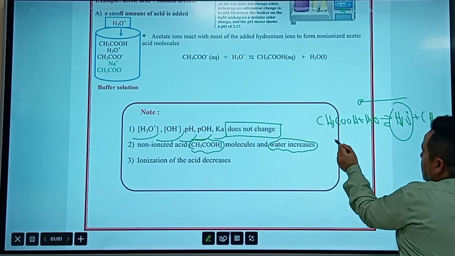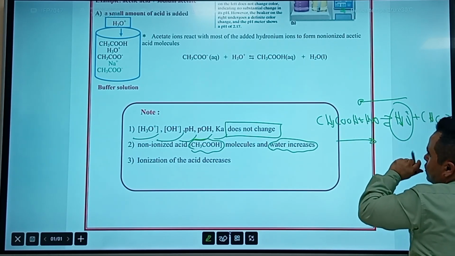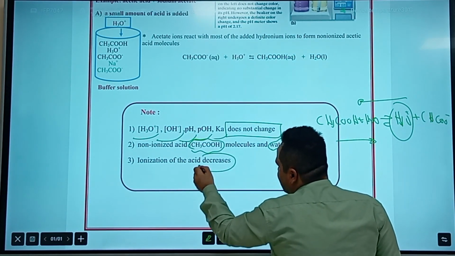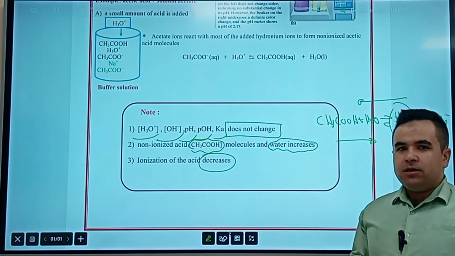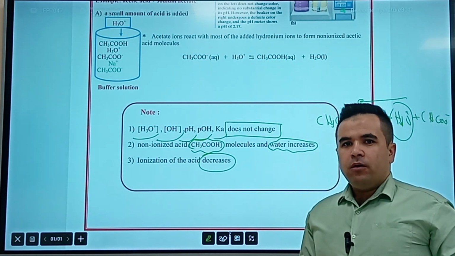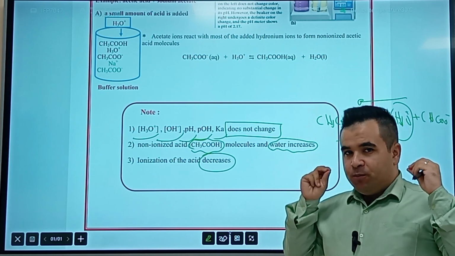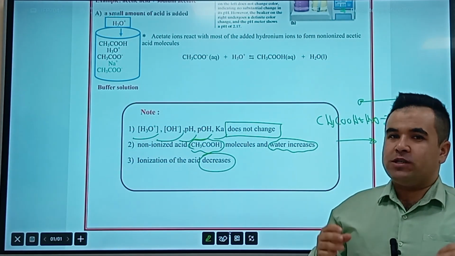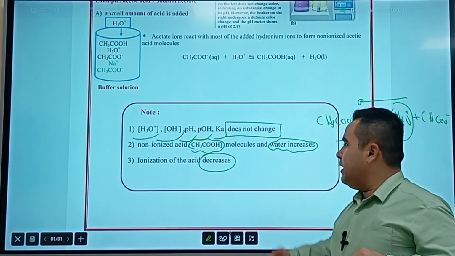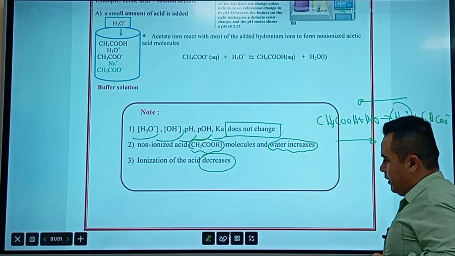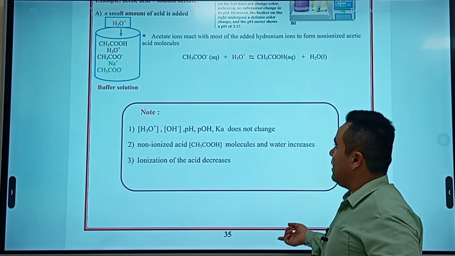The ionization is in the forward direction, but in this case the reverse is favored, so the ionization of the acid decreases. Whenever we add a strong acid into an acidic buffer, the reverse direction will be favored. There will not be a change in pH, pOH, hydronium, hydroxide, Ka, or Kb, and the concentration of non-ionized acid increases, but its ionization decreases, guys.